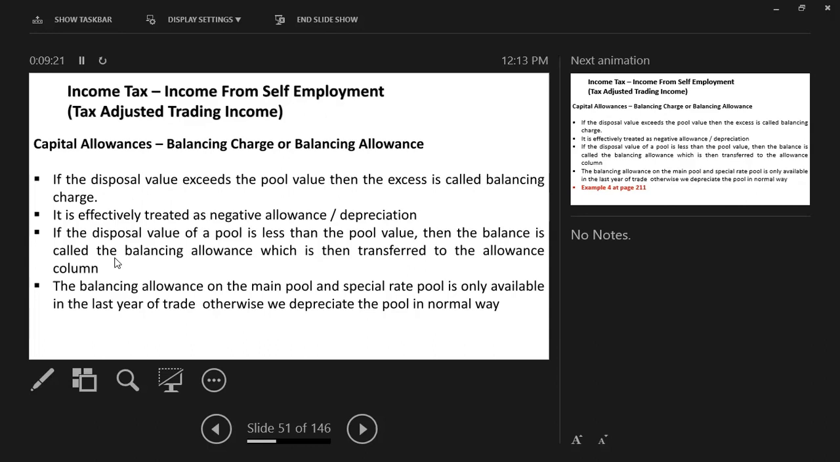Rafi, got it now? Yes, sir. The balancing charge or allowance only happens in the last year of trade, if the balancing figure is negative or positive. We are talking about the last year of trade. Otherwise, a pool never gives you balancing allowance.